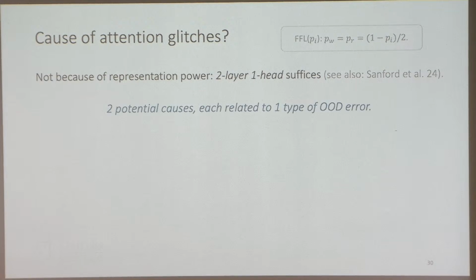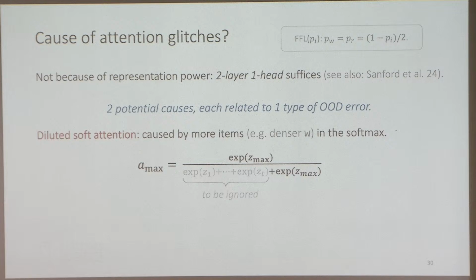Now, what is the cause? We identified 2 potential causes. Each will be related to one type of OOD error. The first error can happen when we go to denser sequences. That is, when we're trying to put more things in the denominator of the softmax. We call this failure mode the diluted soft-attention.